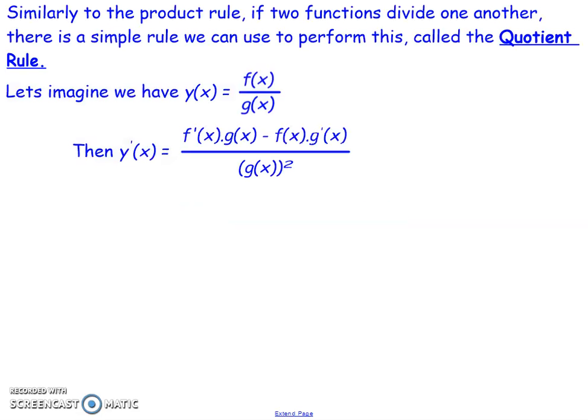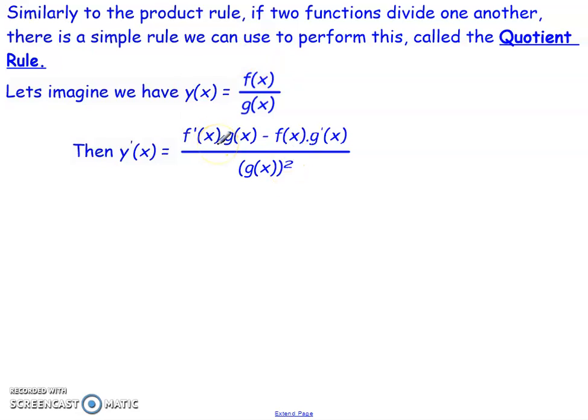Now, let's think along the same lines as the product rule. We've got two functions, both of them are differentiable, but in this case, they divide one another. This is where we can use this rule called the quotient rule. So let's imagine we've got an overall function called y of x in the format of f of x over g of x. What we can do is take the derivative, we use the quotient rule, and that tells me that y dashed of x equals f dashed of x times g of x minus f of x times g dashed of x all over g of x squared.